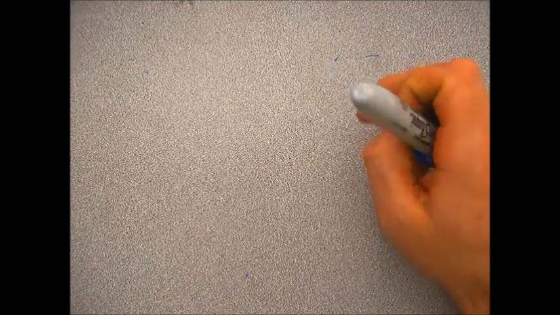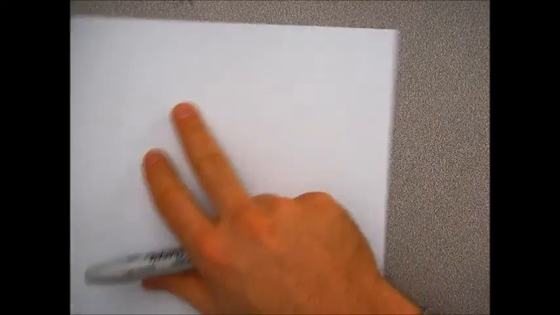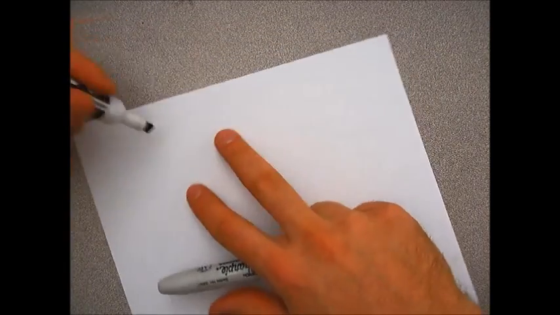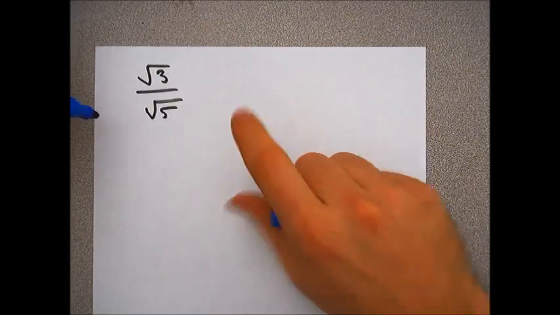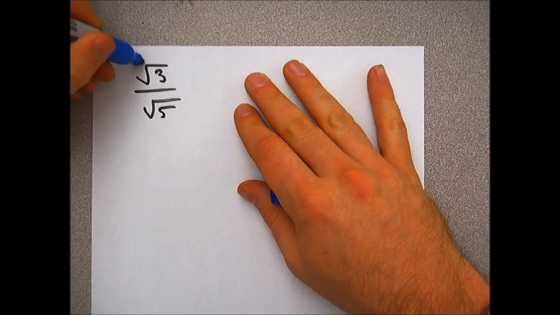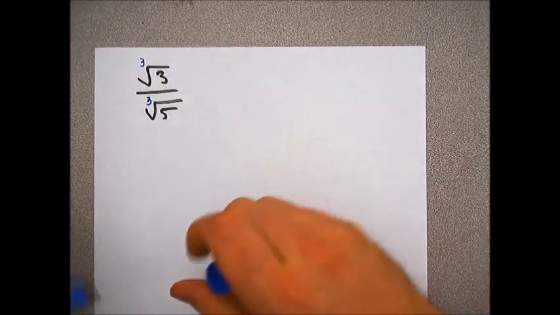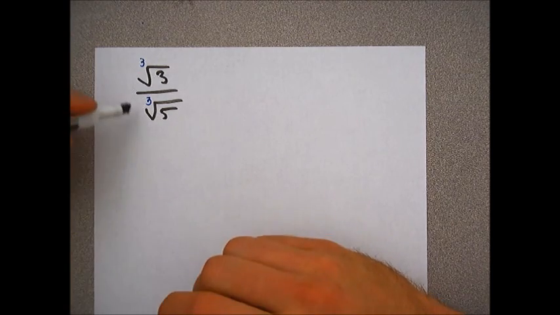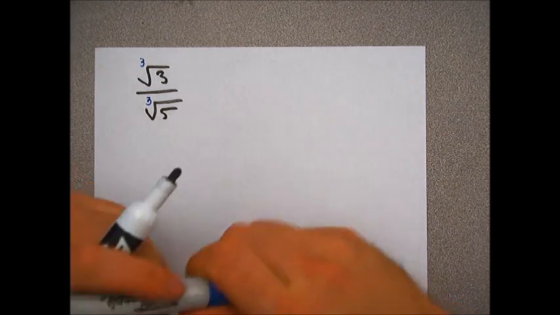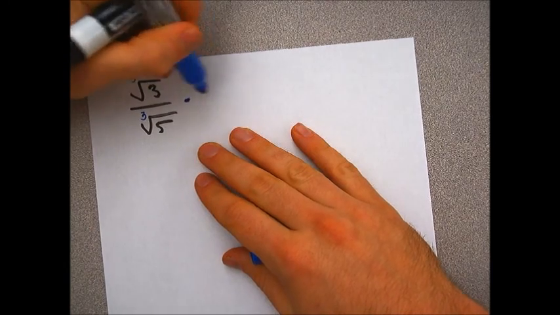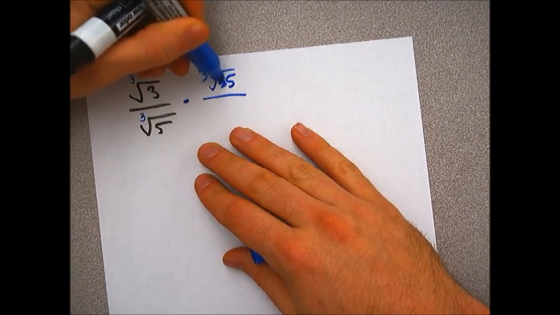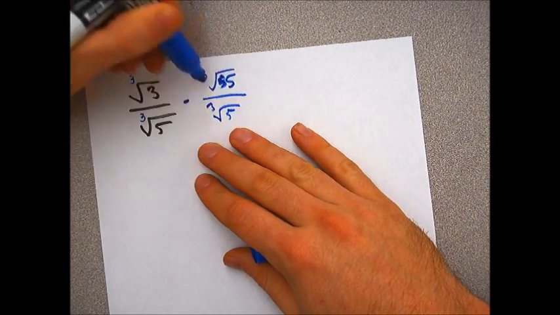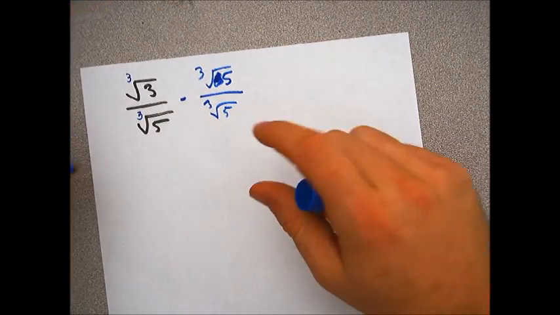Let's take a look at one in terms of cube roots and how they differ. So if we look at the same exact problem, radical 3 over radical 5, but instead of making them square roots, let's say we have the cube root of each of these. How are we going to go about getting rid of this cube root of 5 in the bottom? Well, it's the same process, but when I go to multiply now by the cube root of 5, and the cube root of 5, what's going to happen here?